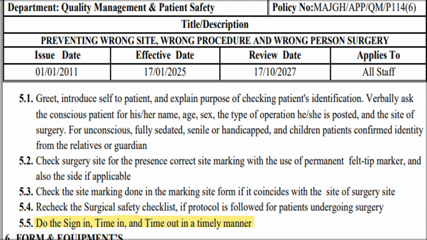Okay, let's continue. Check the site marking done in the marking site form if it coincides with the site of surgery. Recheck the surgical safety checklist if protocol is followed for patients undergoing surgery, and focus on this one. Do the timeout in a timely manner. Okay, we will be discussing this with the other policies and procedures.